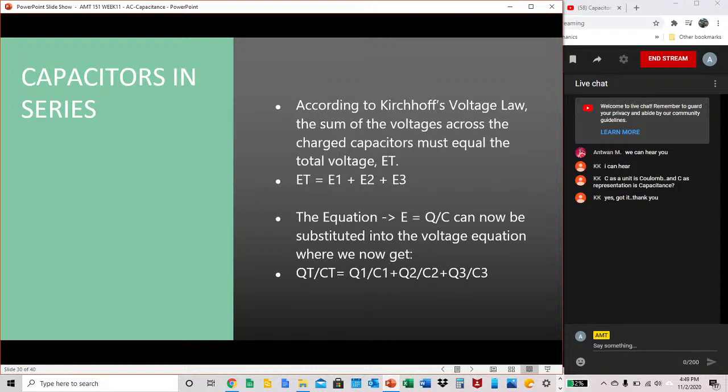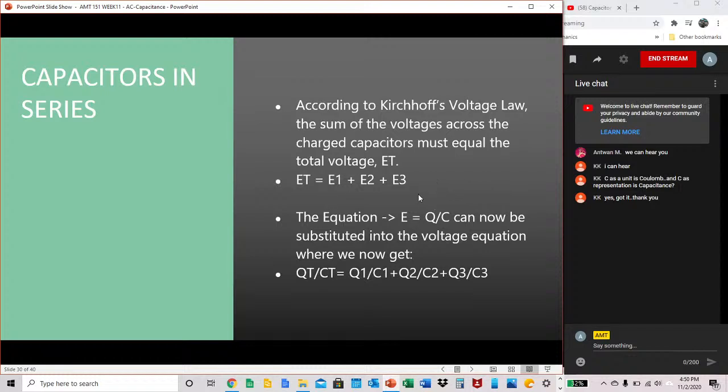According to Kirchhoff's voltage law, the sum of the voltages across the charged capacitors must equal the total voltage, represented by E_T. Remember, capital E we said is representative of voltage measured in volts. And according to Kirchhoff's voltage law, the sum of the voltages across the charged capacitors must equal total voltage in capacitors in series. So once again, we're just going to have the sum of each of our capacitors' voltages. This is going to give us our total voltage.